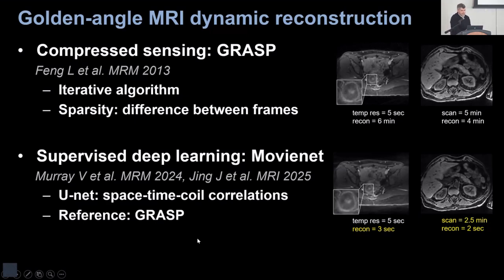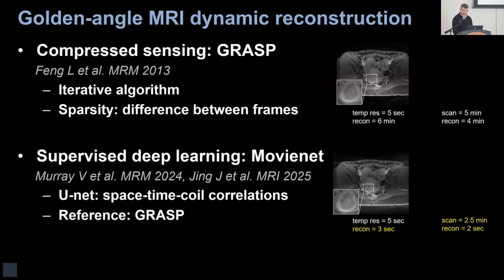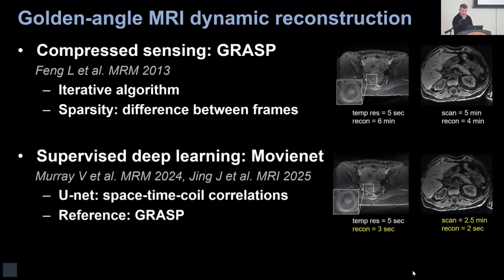A few years later, we actually started using supervised deep learning, a technique called MoDL-Movie nets, where we just use a UNet, a residual UNet, but we're trying to exploit space, time, and coil correlations. We got slightly better results than GRASP, and the main difference was the reconstruction time. From minutes, because GRASP was iterative reconstruction, so you need data consistency in each step. By doing that with a neural network, we were able to reduce, particularly, the reconstruction time.